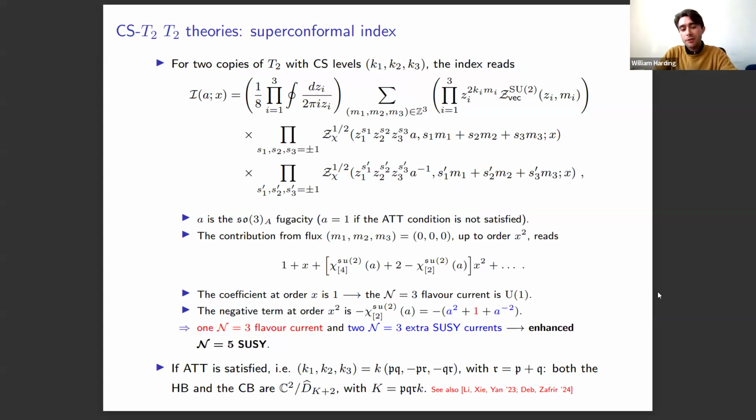Now, if the ATT condition is satisfied, so for these general values of the Chern-Simons levels, we can study the Higgs and Coulomb branch limits of the index, as I did before, and we find, first of all, that the Higgs and Coulomb branch are equal, as expected for N=5 SUSY, and they both describe a D-type Kleinian singularity.